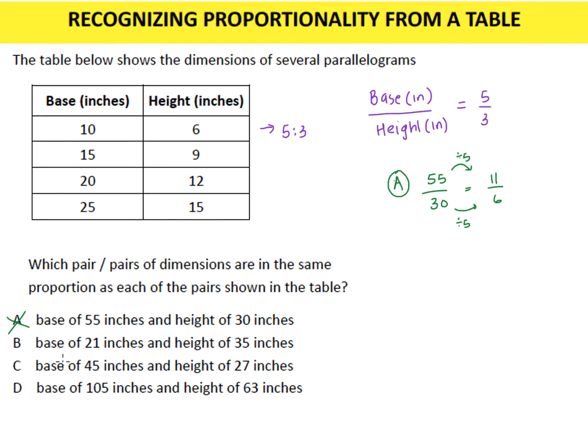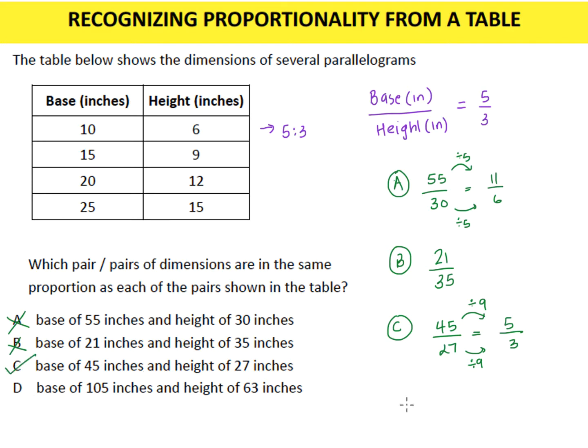And obviously that's not an option because it's not the same as 5 over 3. Let's look at B now. So in B we have a base of 21 and a height of 35. Now we don't even need to simplify this one because you can see in this table that the base is always more than the height, and that will always be so. And so B is not an option at all. Now let's look at C. So in C, we have 45 as the base and 27 as the height. And if we simplify each of these by dividing by 9, you will get 45 divided by 9 is 5 and 27 divided by 9 is 3. So this definitely is in the same proportion as these pairs.